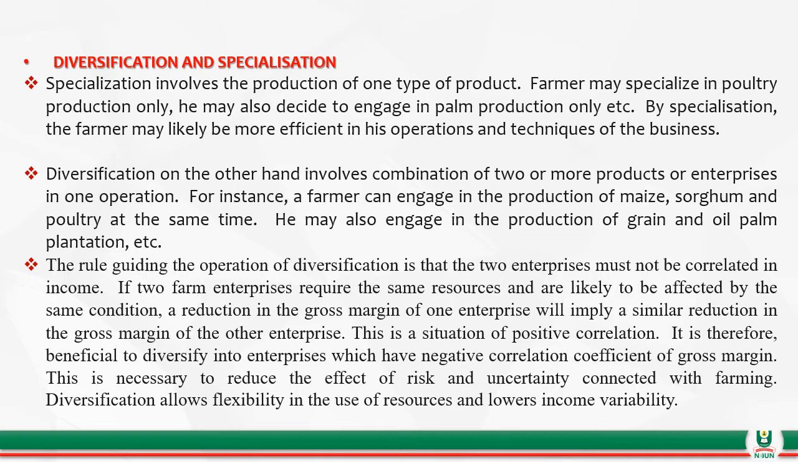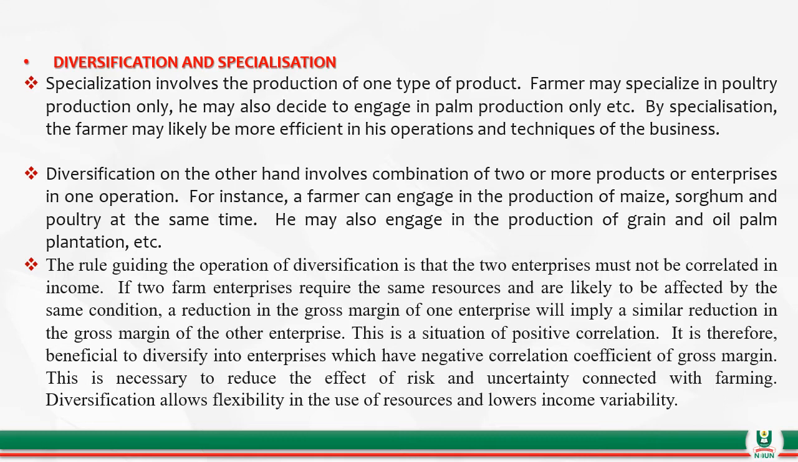So the rule guiding the operation of diversification is that the two enterprises must not be correlated in income. That means they will not attract the same resources for production. If two farm enterprises require the same resources and are likely to be affected by some condition, a reduction in the gross margin of one output will imply a similar reduction in the gross margin of the other enterprise. So this is a situation of positive correlation.